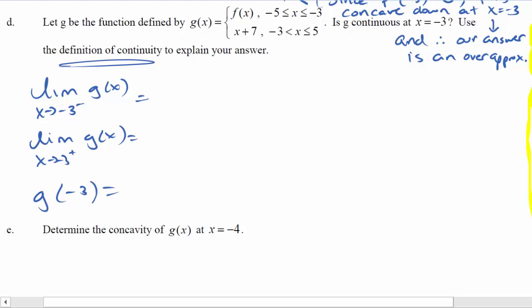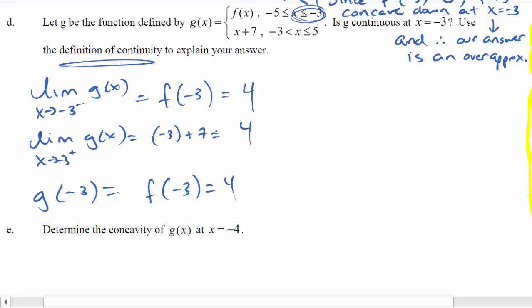Well, if we're going to be using g of x from the left side of negative 3, we're actually using f of negative 3, which we've calculated multiple times from before, is 4. G of x as x approaches negative 3 from the top, so we're going to be using the x plus 7, but plugging in negative 3 plus 7 is 4. And then finally, what is g of negative 3? Well, at negative 3, I use the top function. So it's just, again, what is f of negative 3? And that's 4.